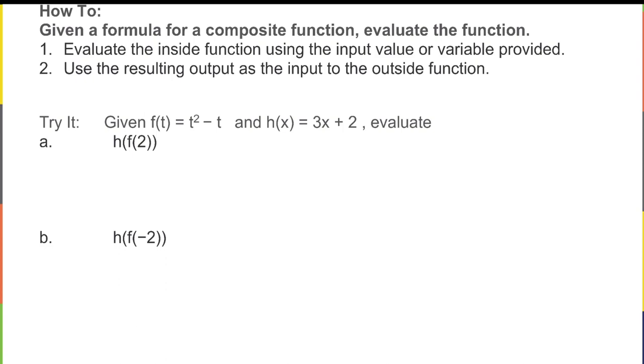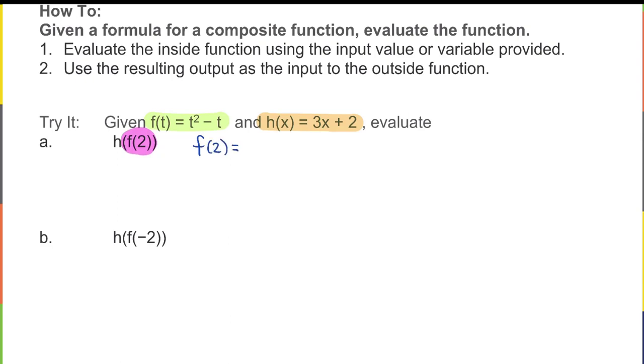So first we have the following functions. f of t is equal to t squared minus t. And then we also have the function h of x equals 3x plus 2. So we want to find h of f of 2. What we're going to do is start by finding this inside part here, f of 2. That's what we're going to do first. So let's find f of 2.